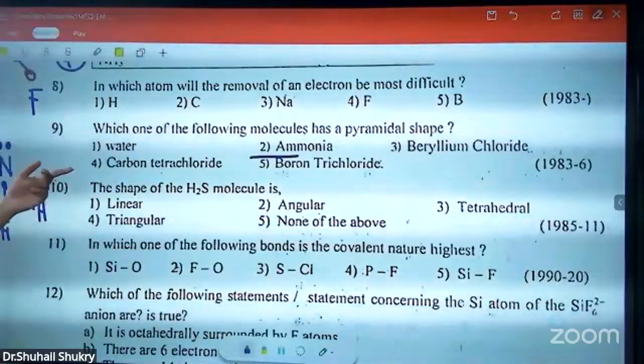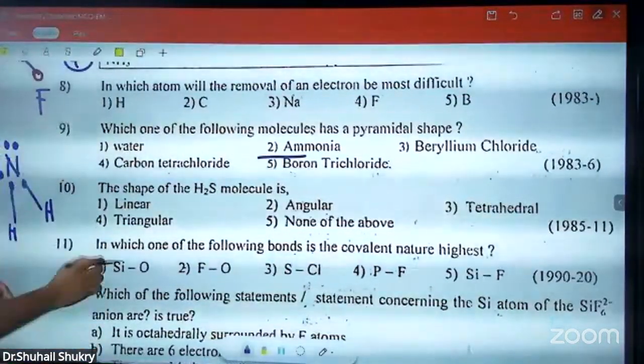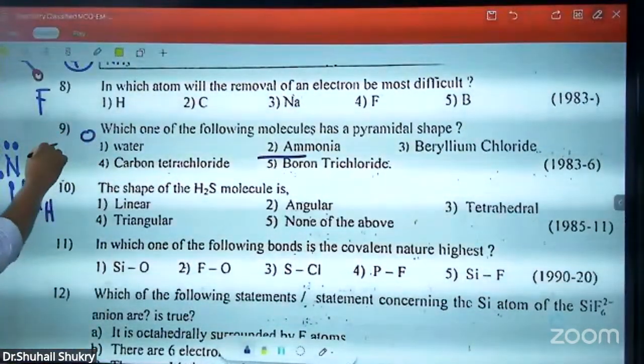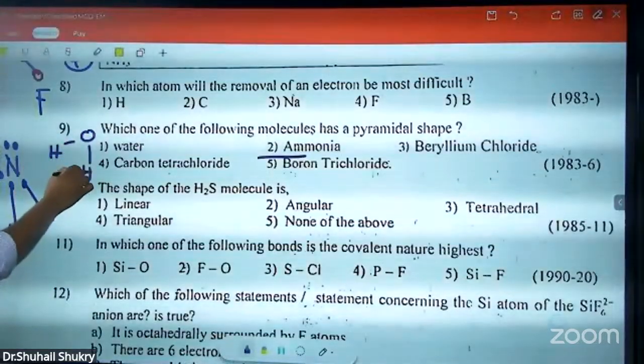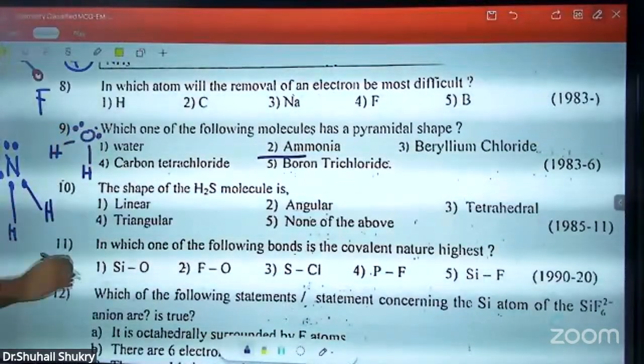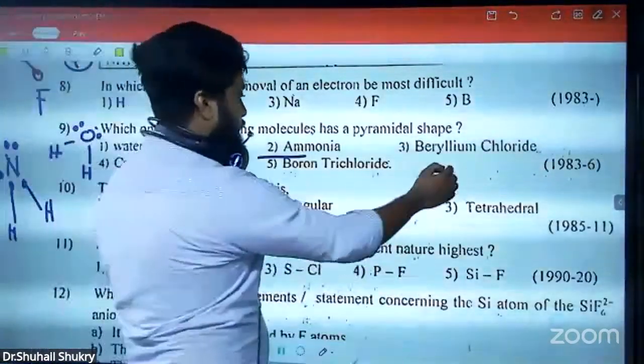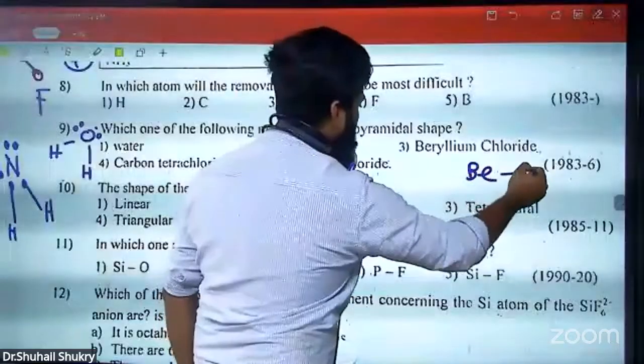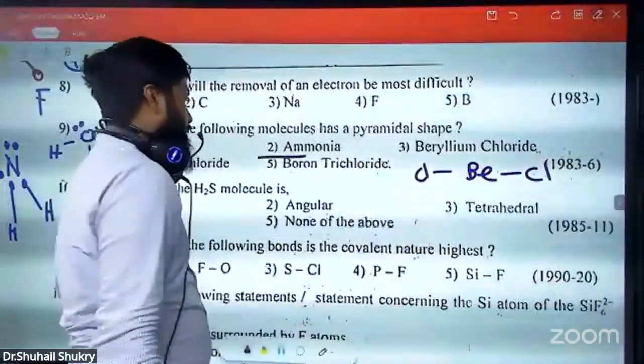Water, H2O. I'll draw these things and show you. Tell me the shapes. Water. What is the shape of this, guys? Water is angular. Ammonia, okay. Beryllium chloride, already you know, no? What is the answer? Beryllium chloride is linear.